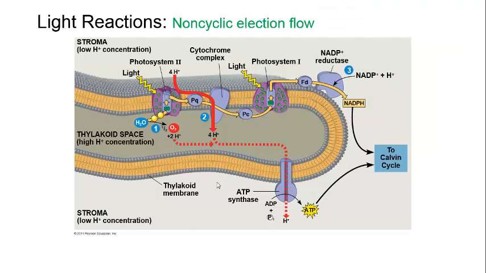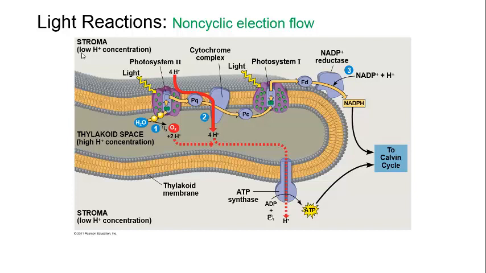Here we look at the individual reactions of the light reactions, and this exact picture here shows us non-cyclic electron flow, and we'll understand what that means in a minute. This picture shows one specific thylakoid. Here you see the thylakoid membrane. The space inside the thylakoid is called the thylakoid space, and outside the thylakoid we have the stroma.